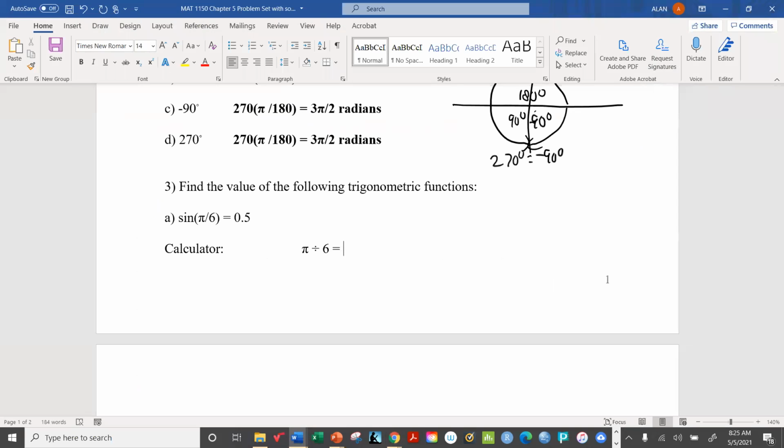And now it'll be something like 0.55 something or other. Now hit the sine button. And there it goes, 0.5. Okay, so you're going to type pi divided by 6 equals, then take the sine, and you'll have your answer. It's so simple.